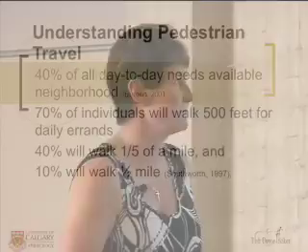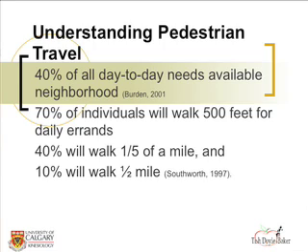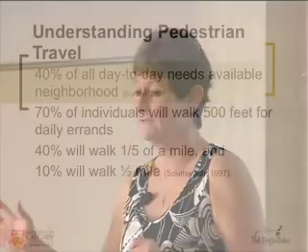So visual is also important. So understanding pedestrian travel then. Raj sort of referred to this a little bit. 40% of all your day-to-day needs need to be in your neighborhood. How many of you can say that that's true of where you live today? Not many, right? So you've got to go somewhere to get what you need.